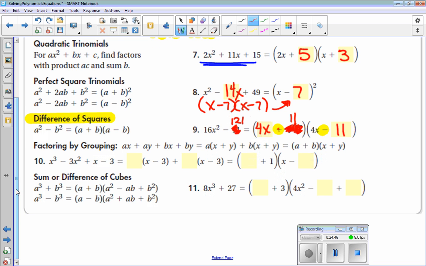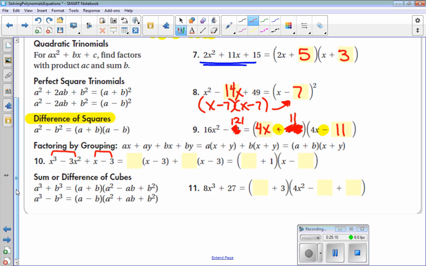What is a key that tells me I should try to group? How many terms must I have in my polynomial? I have to have 4. 1, 2, 3, 4. Because I have 4 terms, I know I can group. So what we want to do is look at the first two and the last two.